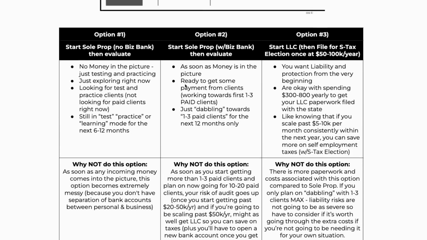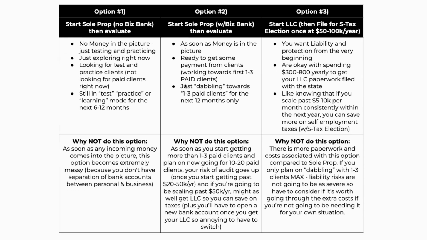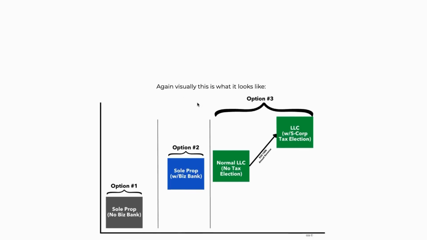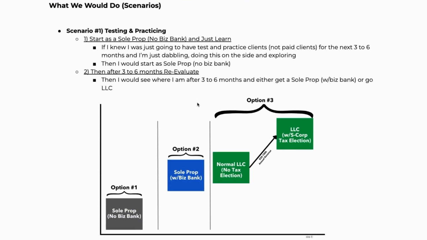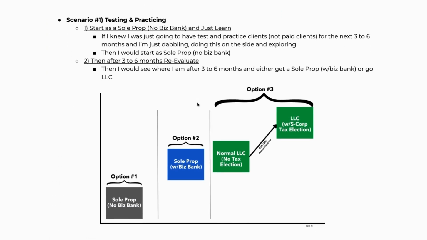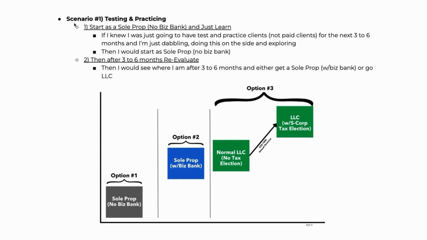Now, even with this, I can see that there's going to be a lot of new business owners who might still struggle with, hey, I'm not 100% sure which option I should go with. So let's go ahead and now give you some scenarios of what we would do based off of the different circumstances. Okay, so scenario number 1 is testing and practicing, okay? If you are just testing and practicing, then what you do is you start off with a sole prop, which is no business bank account, and just learn, okay?